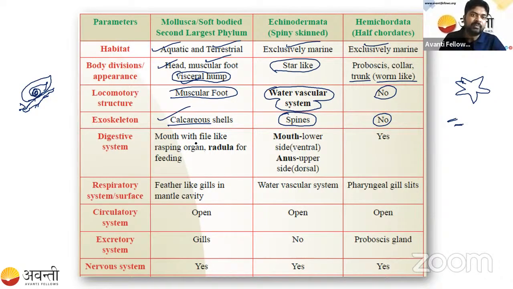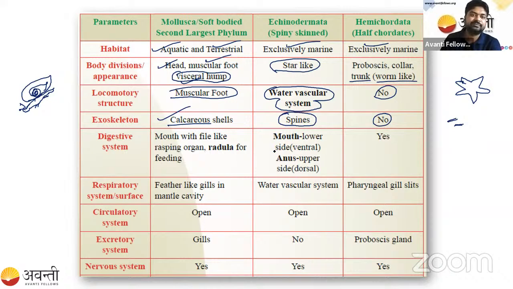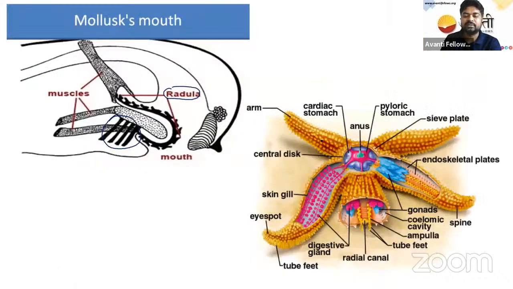Digestive system: the mouth has a file-like rasping organ, the radula, for feeding. You can see it in this diagram. This is the radula, this is the mouth, and this is the file-like system. So these are the different parts of the mouth. Here you can see in Echinodermata, the mouth is on the lower side, and the anus is present on the upper side.